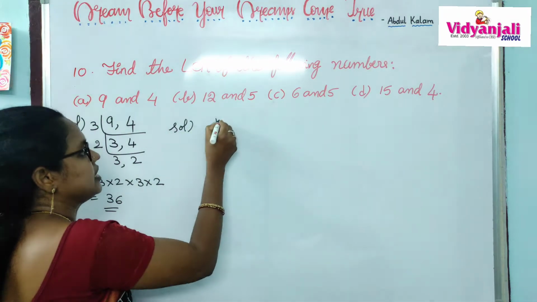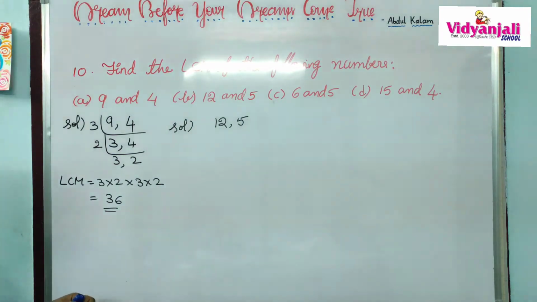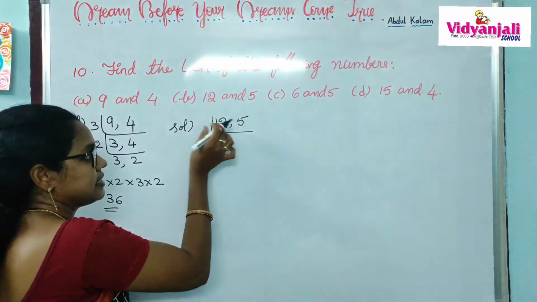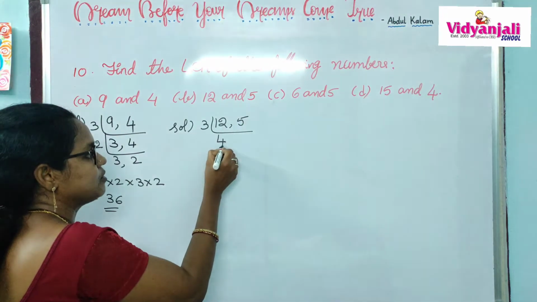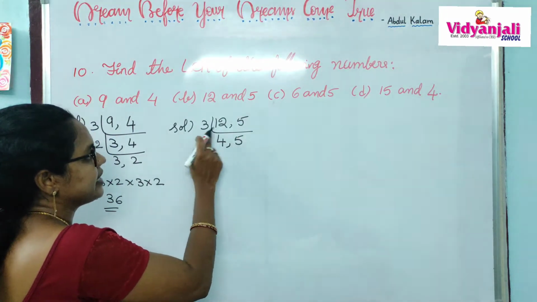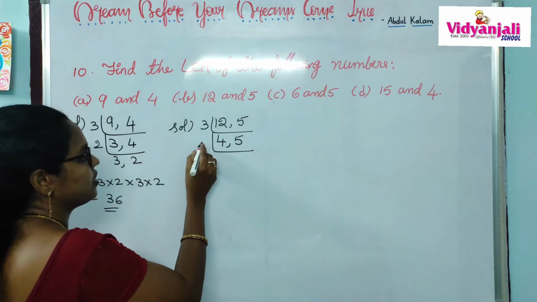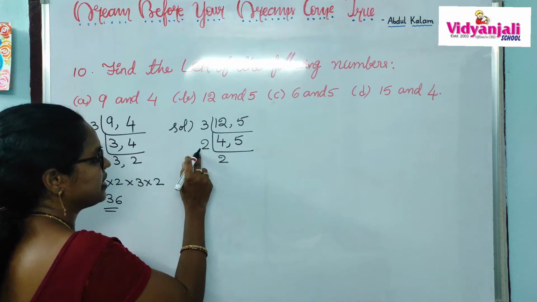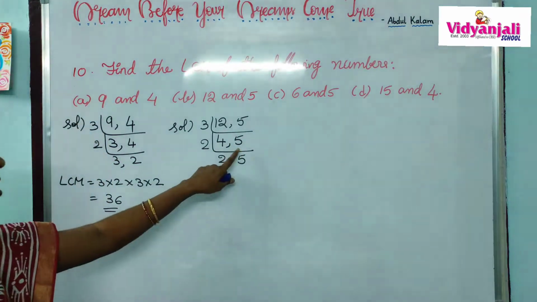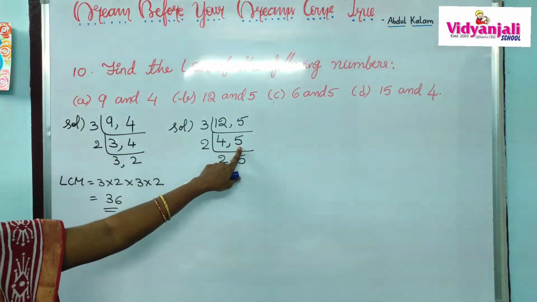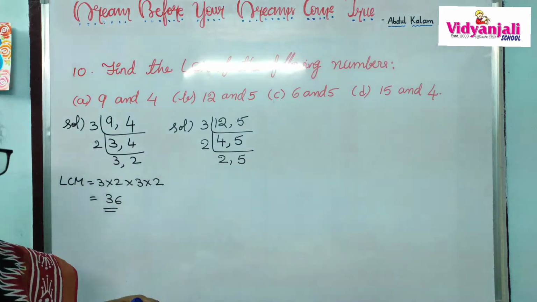12 and 15. As 12 and 15, they are not having common factor. Let us think about 12. 12 comes in 3 table. How many times? 4 times. So in 3 table, we won't get 5. So write as it is. Now 4. 4 comes in 2 table. How many times? 2 twos are 4. And 5 will be as it is, because in 2 table, 5 won't be there. So, as 2 and 5 are prime numbers, we can stop.